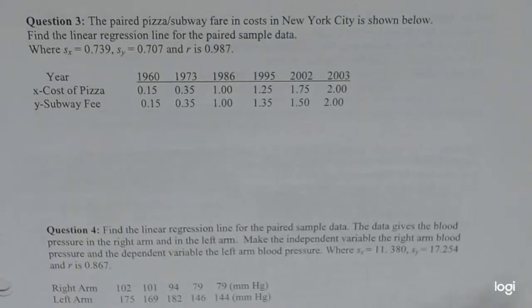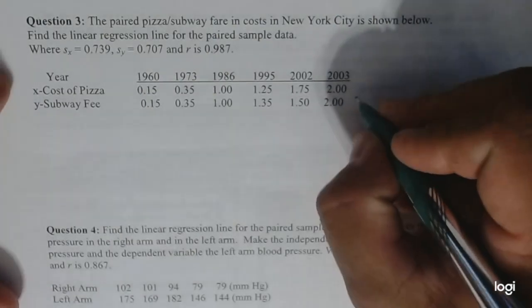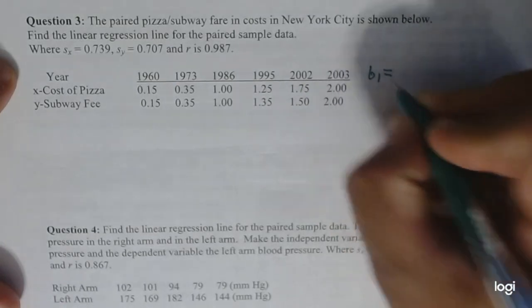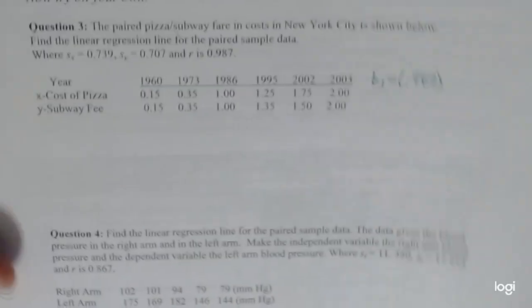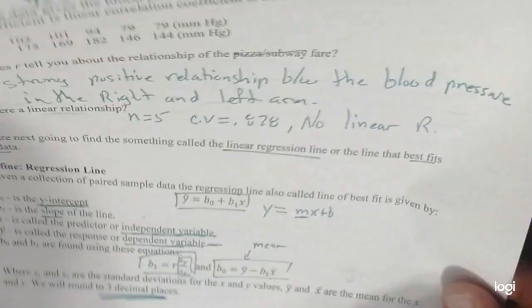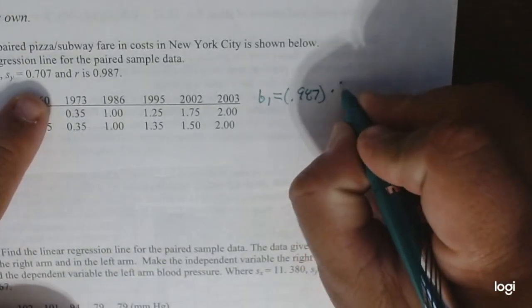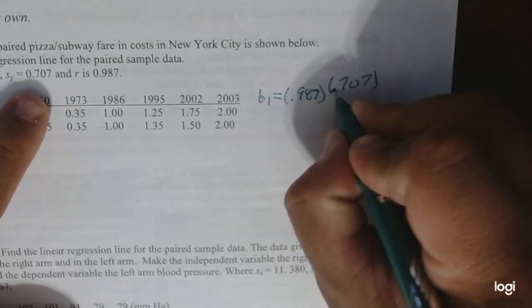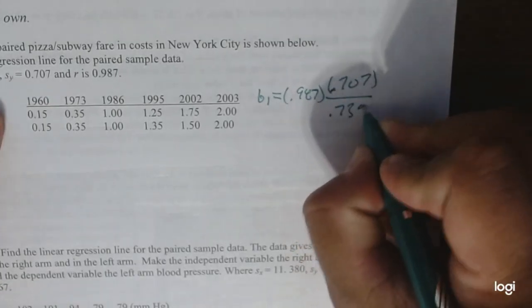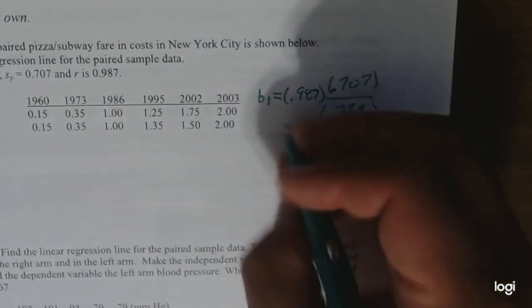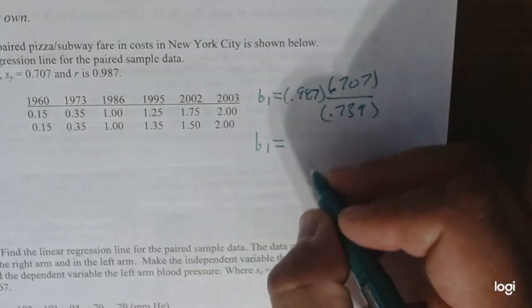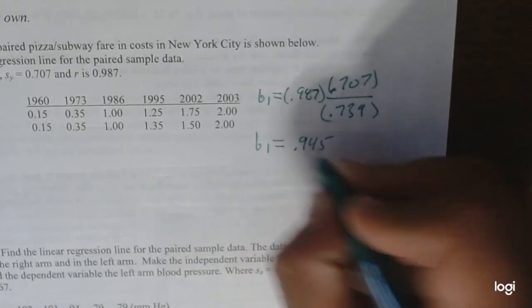So the first thing we want to do is find b1, our slope. So that is r, 0.987, times, and you have to be very careful here, according to our equation, it is the standard deviation of the y's first. So the standard deviation of the y's, 0.707, divided by 0.739. If you do this correctly, you should get roughly 0.945 as your slope.